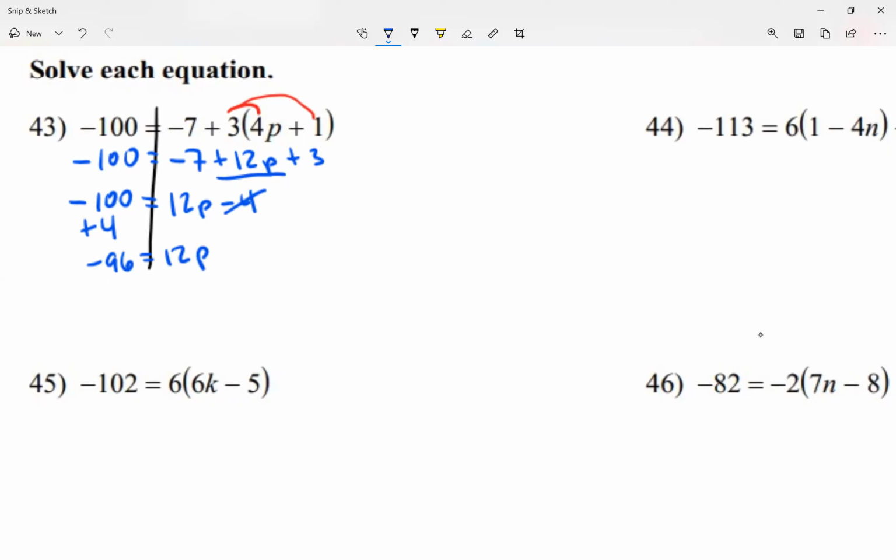So let me divide both sides by 12. I'm going to divide both sides by 12, and I'm going to get p right by itself. Those 12s cancel out. Negative 96 divided by 12. I know negative divided by positive is negative. 96 divided by 12 is 8. So p is equal to negative 8. All right, that wasn't bad.